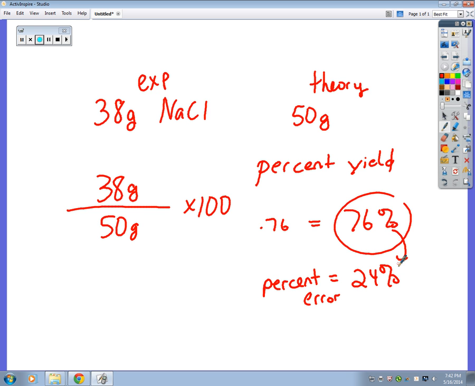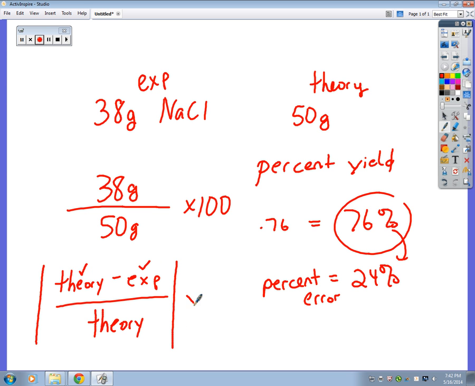Now, if they ask you how to calculate it, let's do it this way. Let's do theory. It doesn't really matter, but theory, I'll talk to you about it later. Theory minus experimental over theory, sorry, I'm tired. Bottom line, it's the difference between what you should have and what you make in lab. A lot of times you'll see absolute value signs, and sometimes you'll see the two words switched.